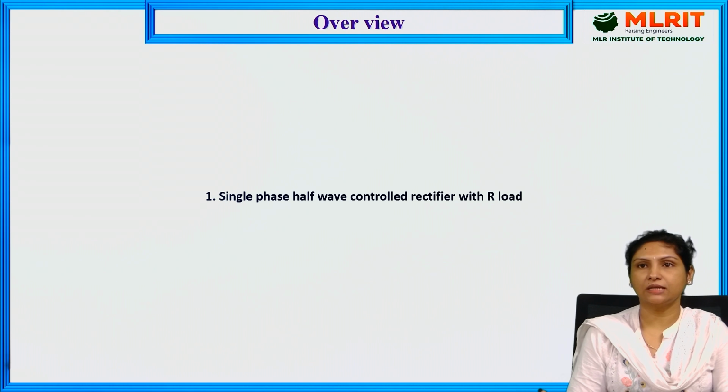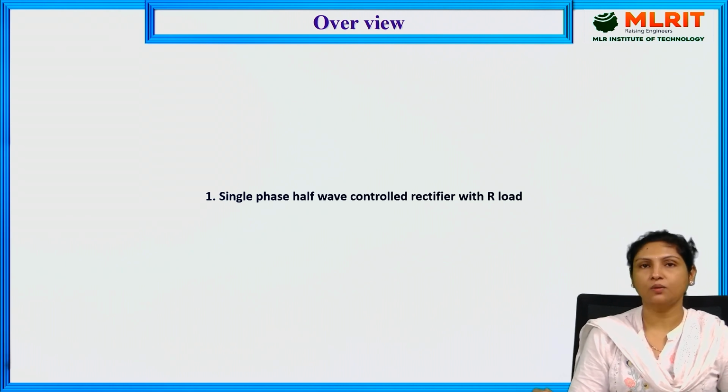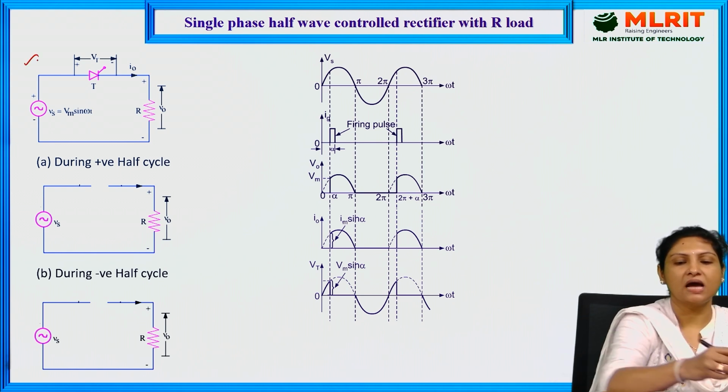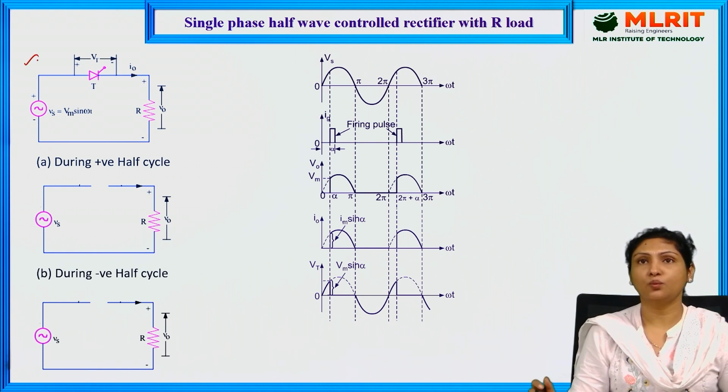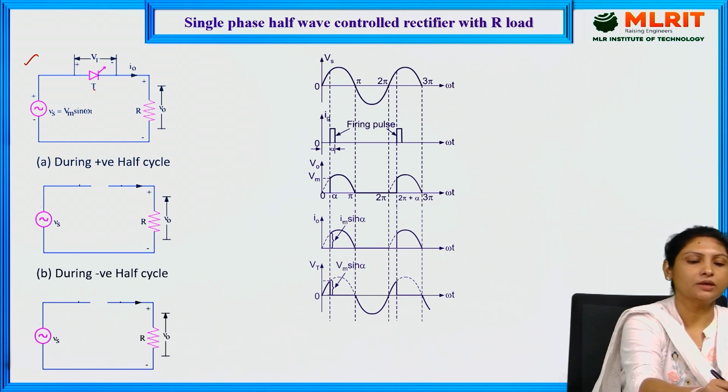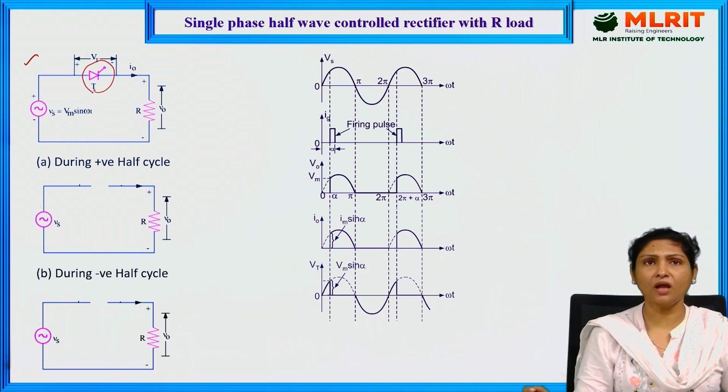In today's lecture, I'll be teaching the single-phase half-wave controlled rectifier with R load. And this is the circuit diagram of the single-phase half-wave rectifier with resistive load. Here, if you see, we are making use of a thyristor, and usually we make use of a diode.